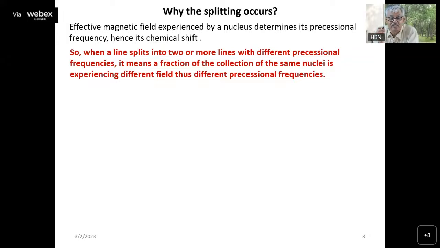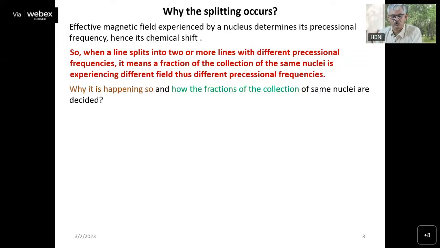So when a line splits into two or more lines with different precessional frequencies, what does it mean? It means a fraction of the collection of the same nuclei is experiencing a different field. Not all the molecules are experiencing the different field, only a fraction of the collection of the same nuclei. That's why instead of one line, you are getting two lines. Sometimes you are getting 1:1, sometimes 1:2:1, sometimes 1:3:3:1. So it means that a fraction of the same nuclei is experiencing a different field, thus different precessional frequencies. Okay.